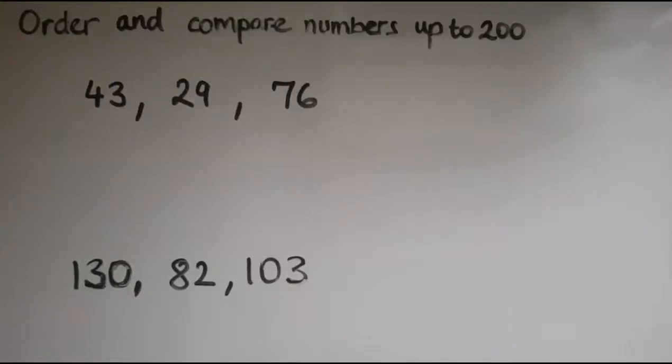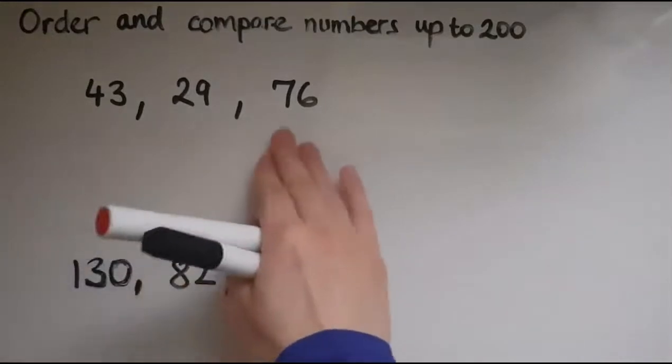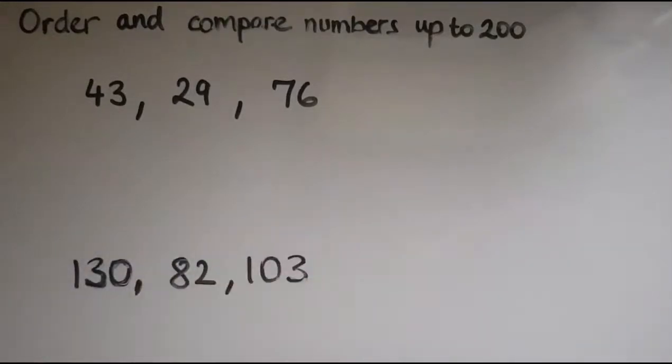In this video we'll learn to order and compare numbers up to 200. I've got 43, 29, 76. I'll order these numbers starting with the lowest, the smallest.